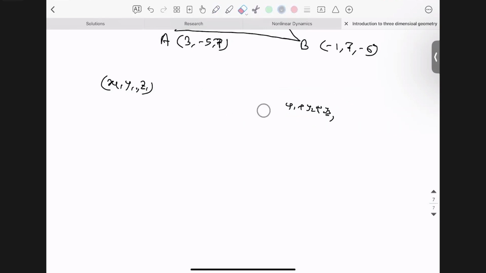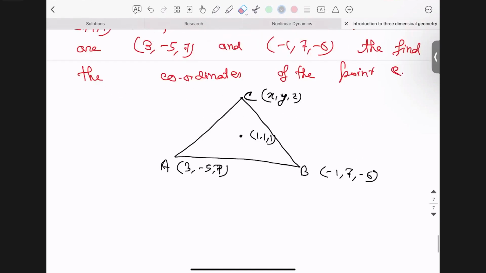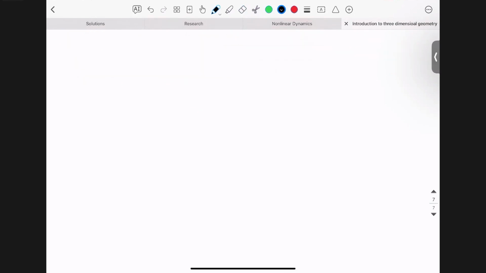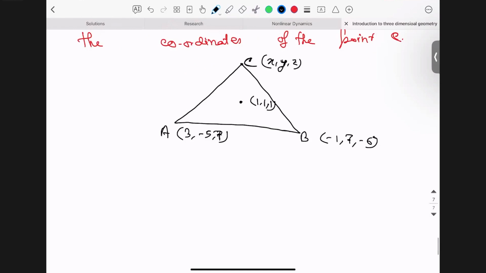So in our case, we know two particular points and one is unknown. So just considering that as x, y, z, we can say that the centroid has the coordinates x plus 3 minus 1 divided by 3, which equals 1, y plus 7 minus 5 divided by 3, which again equals 1, and z plus 7 minus 3 divided by 3 equals 1.